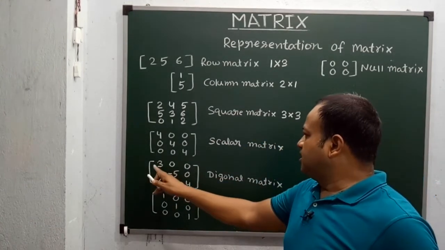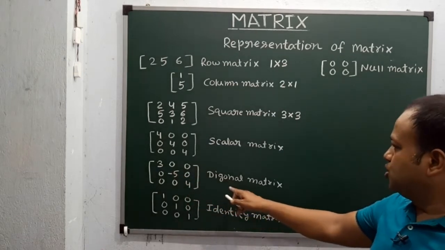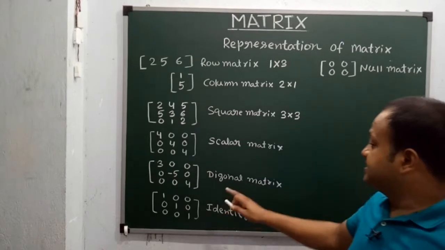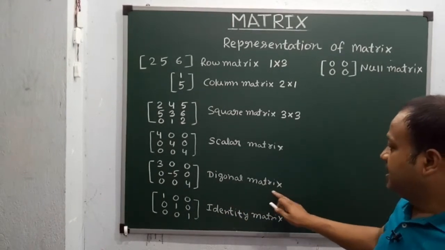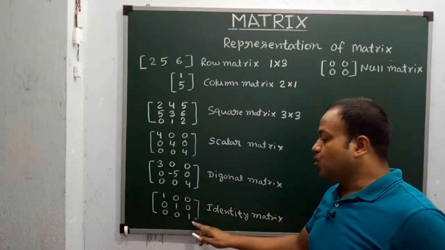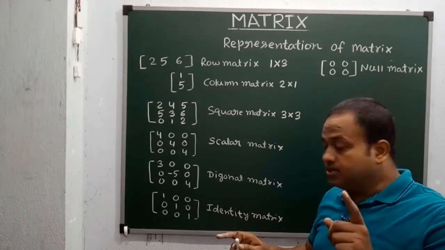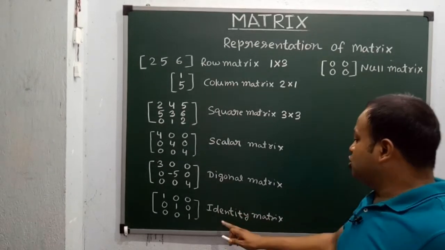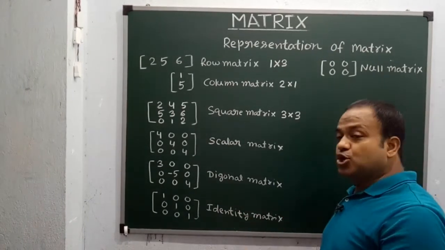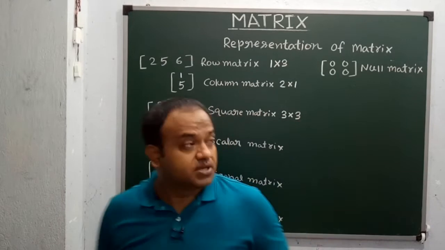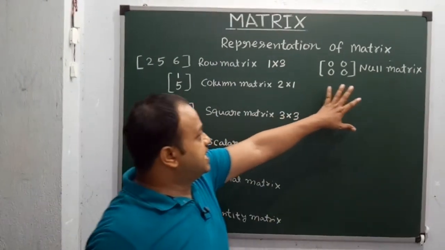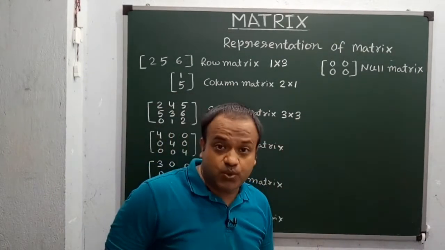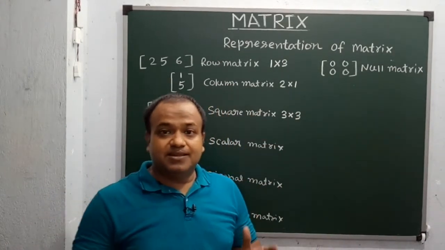Now this one, if the diagonal elements are non-zero and the rest of the elements are 0, then it is called a diagonal matrix. And if the diagonal elements are 1 and the remaining elements are 0, then it is called an identity matrix. Last one is the null matrix. If all the elements of the matrix are 0, then it is called a null matrix.